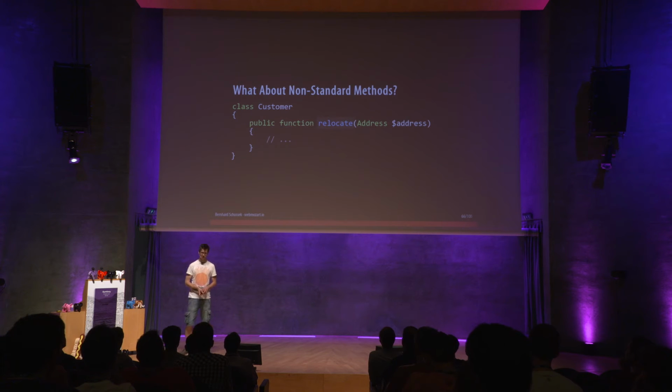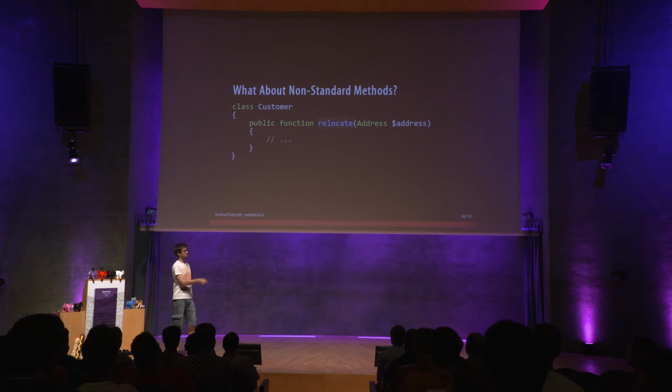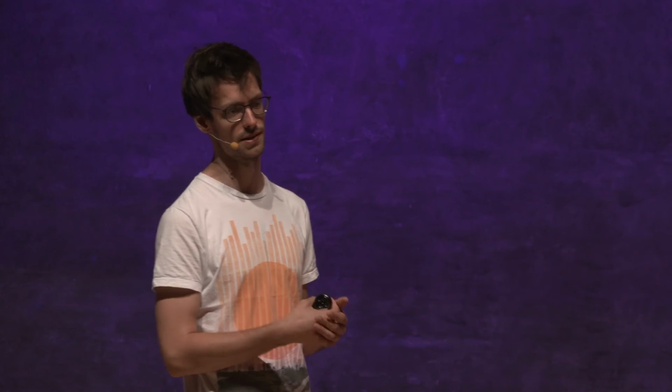Now, there's another use case when it comes to mapping to your model, which is non-standard methods. So if your methods aren't called set something or get something, for example, here, relocate address. This is commonly happening when you want to try to apply domain-driven design in your project, and you want to use the ubiquitous language in your model. A customer usually, you don't set the address of a customer. You relocate or you move or something like that.